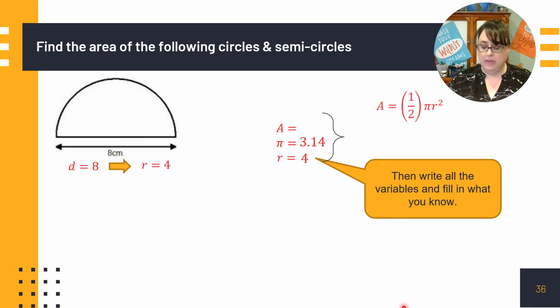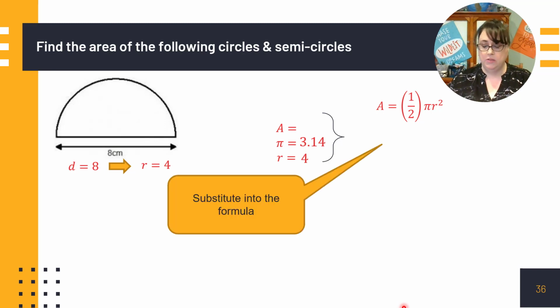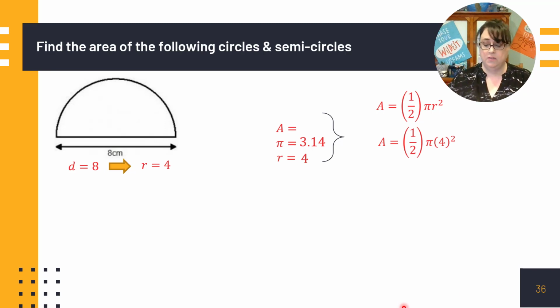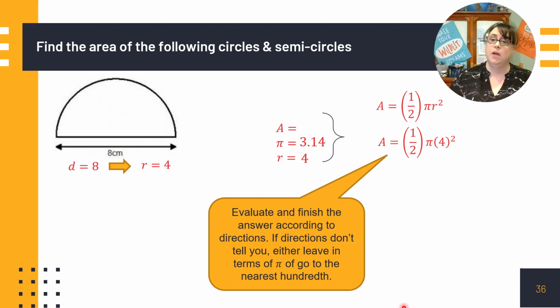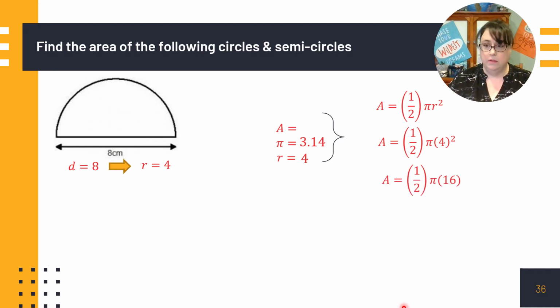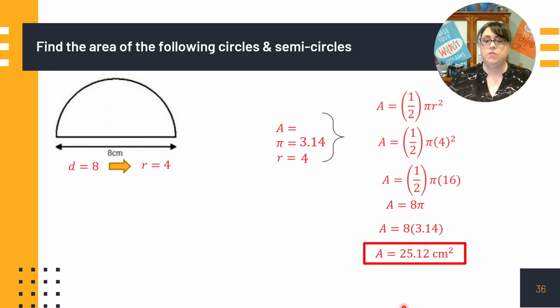So now this time my radius is 4, so I substitute that in. And remember, you have to do the 4 squared first because we are evaluating this and finishing the problem. So 4 squared is 16, and then we take half of 16 and we get 8 pi. I can go straight to that 8 pi, putting the coefficient in front of the pi. That's fine. So that is in terms of pi, but let's go ahead and go to the nearest hundredth. So 8 times pi would be 8 times 3.14, which is 25.12 centimeters squared.